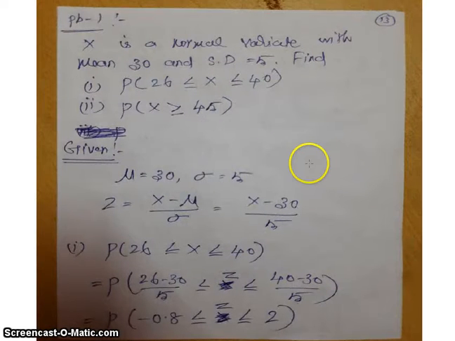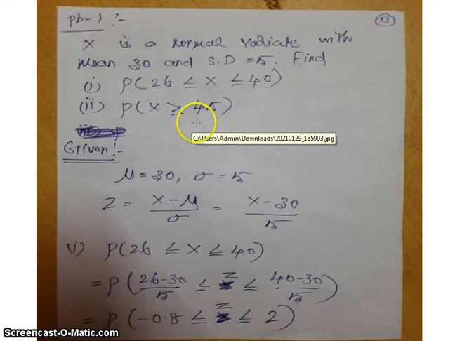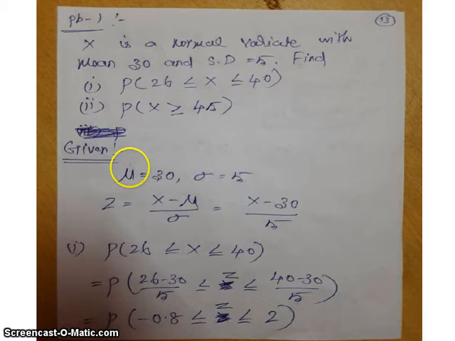Okay, now we will solve one problem based on that. X is a normal variate with mean value 30 and standard deviation 5. Find P of 26 less than or equal to X less than or equal to 40. Okay, first question. Second question is P of X greater than or equal to 45. Mu is the mean value, mu is equal to 30, standard deviation sigma is 5.